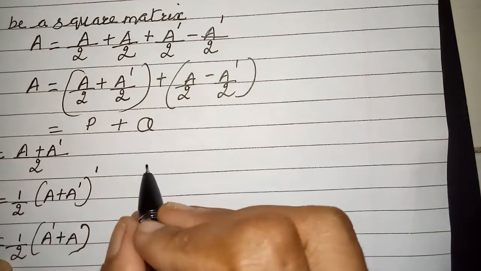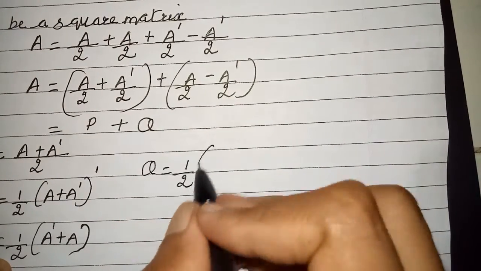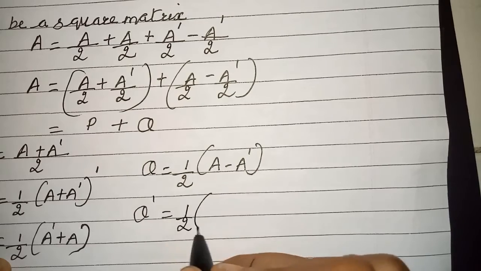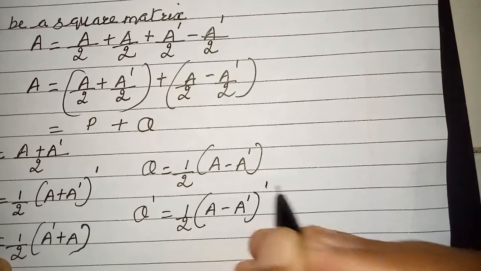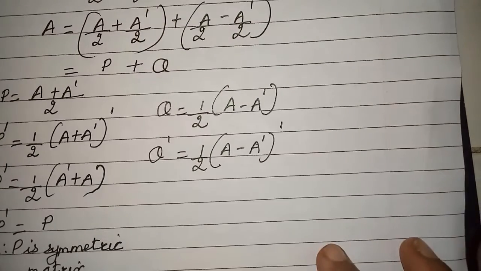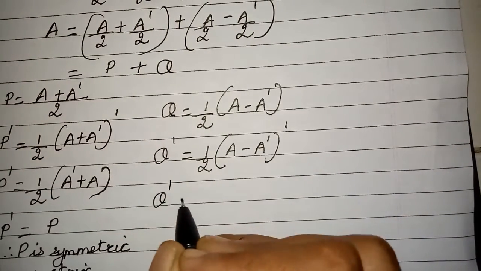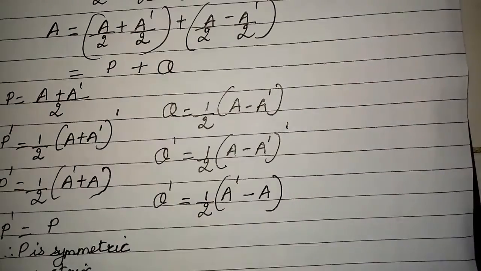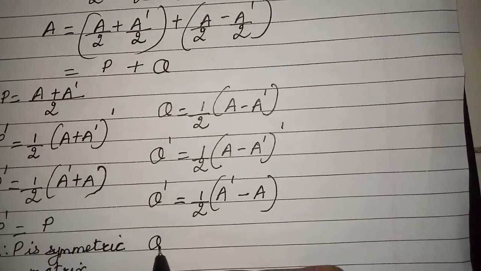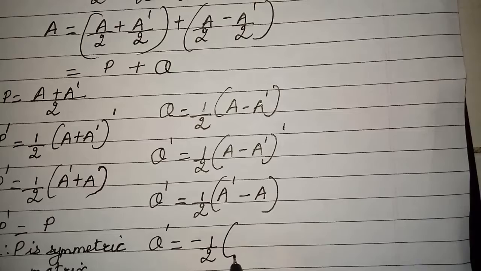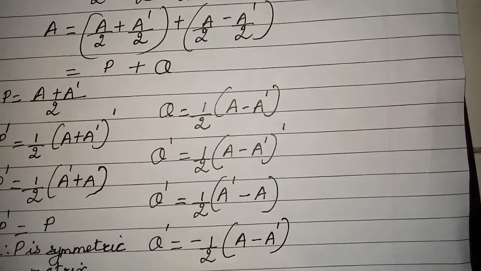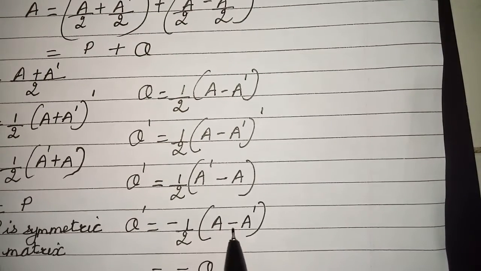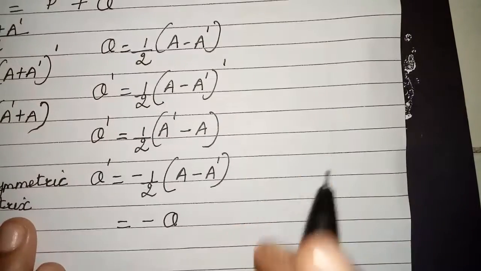So let me start with my Q. Again I am taking half common, so this will be A minus A dash. Now apply Q dash. So this will be half of A minus A dash transpose. A dash, children, always means that it is transpose. Don't get confused. So Q transpose will be half of A dash minus A transpose transpose. So that is A. Now you take the minus sign common, children. So it will be reversed: A minus A dash. Now this is nothing but minus of Q. Yes, this is Q but with a minus sign.